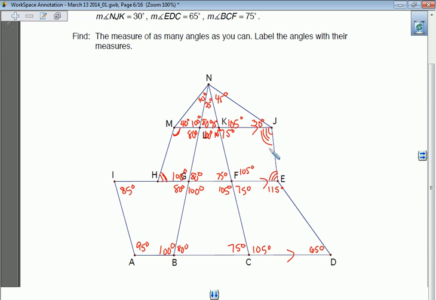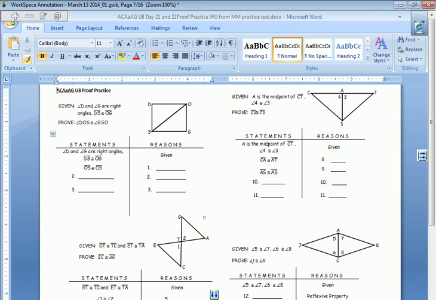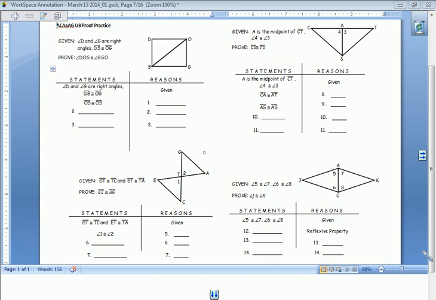Well, I got all of them. You're such a good friend. Okay. More proofs.